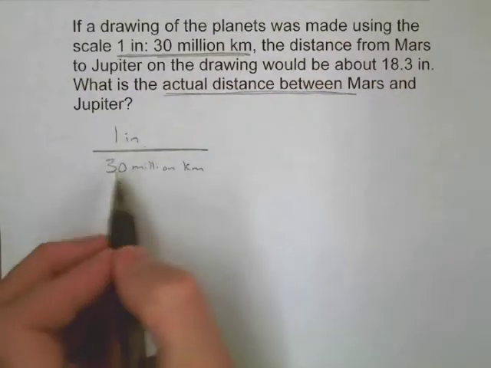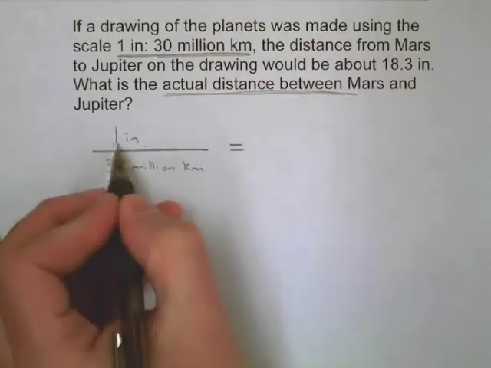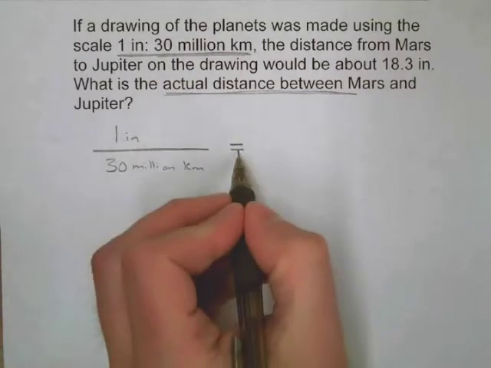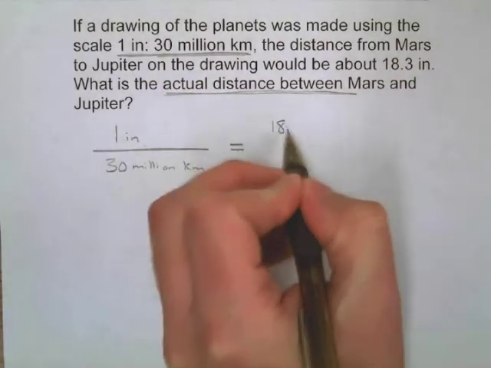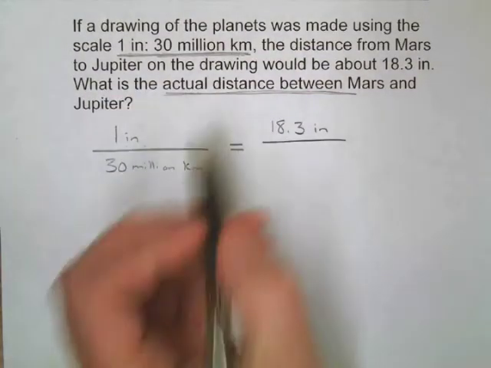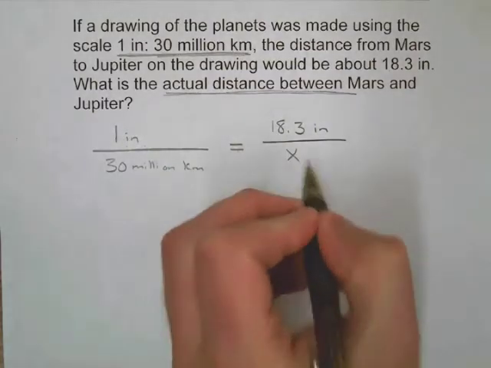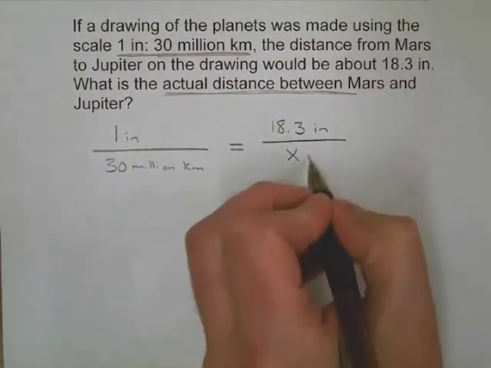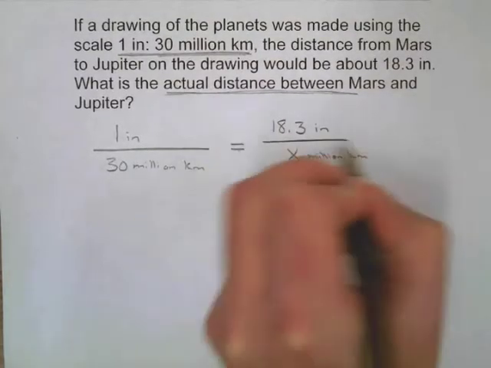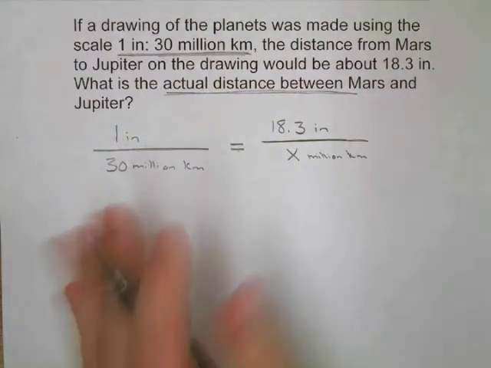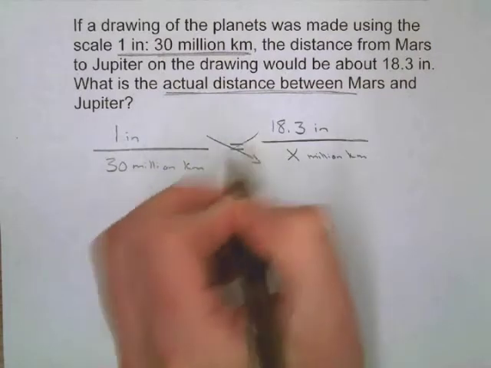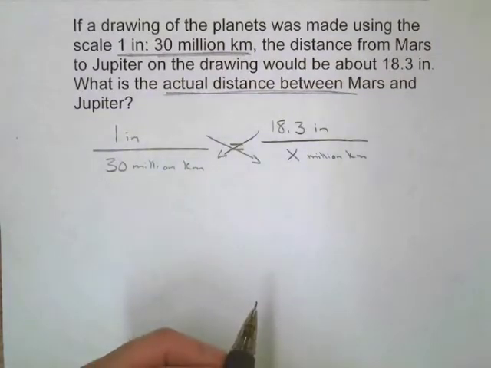And we can use this ratio, we'll set up a proportion. If it's true that 1 inch on the map is equivalent to 30 million kilometers, then we can say that 18 3/10 inches is going to be equivalent to the actual distance out there, and we'll just call that x, some x million kilometers. And if we have this proportion, we can use cross products to then solve for our unknown.